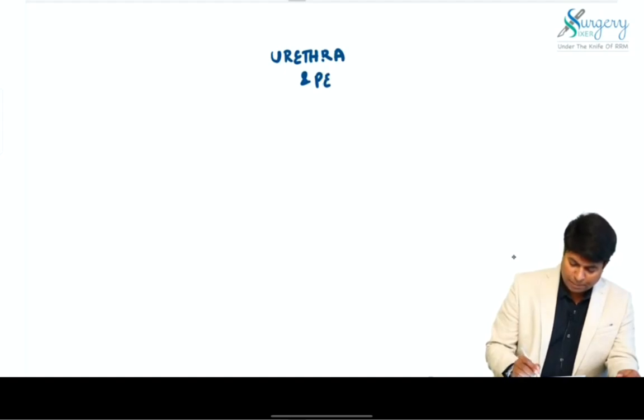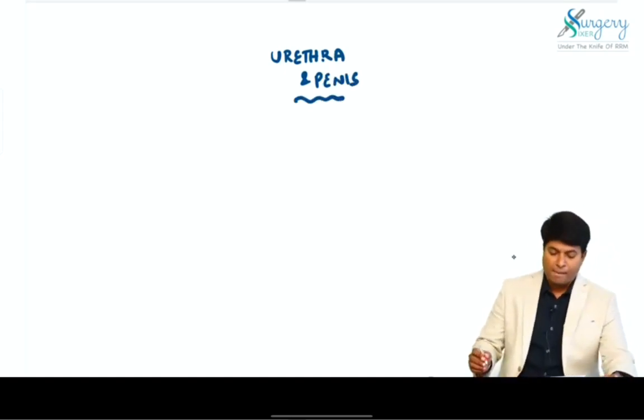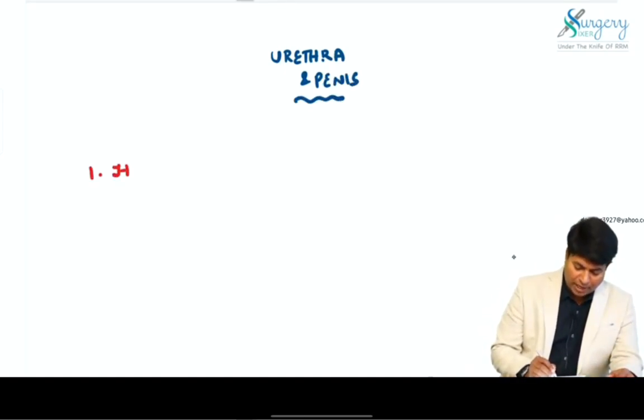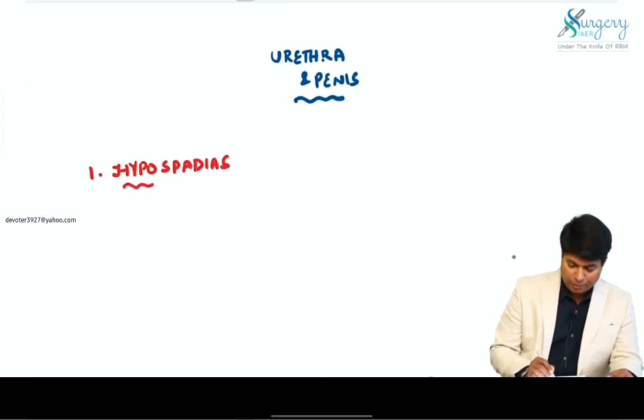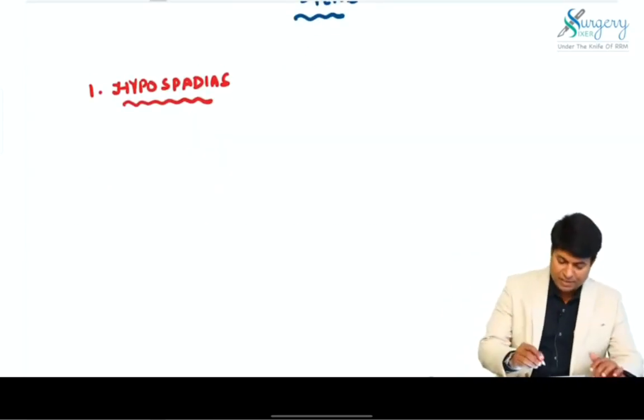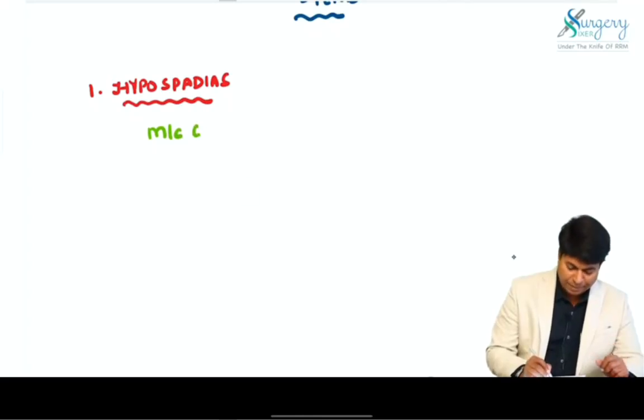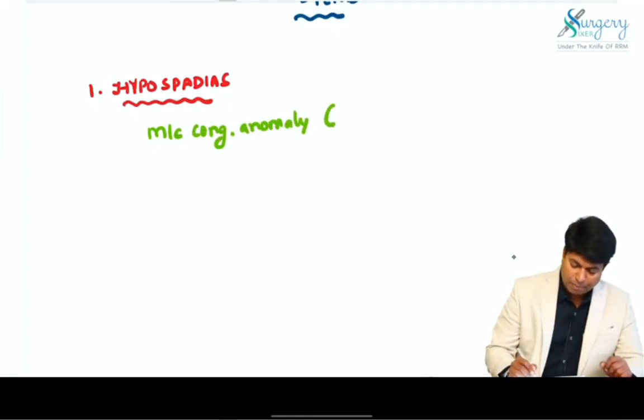So this is a very small chapter, but there are certain interesting MCQ points. MCQ points are there. So let us first start with the diseases one by one. Number one, hypospadias. So I'm going to discuss around 5 to 6 diseases in this chapter. Hypospadias. The first point you should not forget is that this is the most common congenital anomaly of the lower urinary system, especially of the penis. Of the lower urinary system.